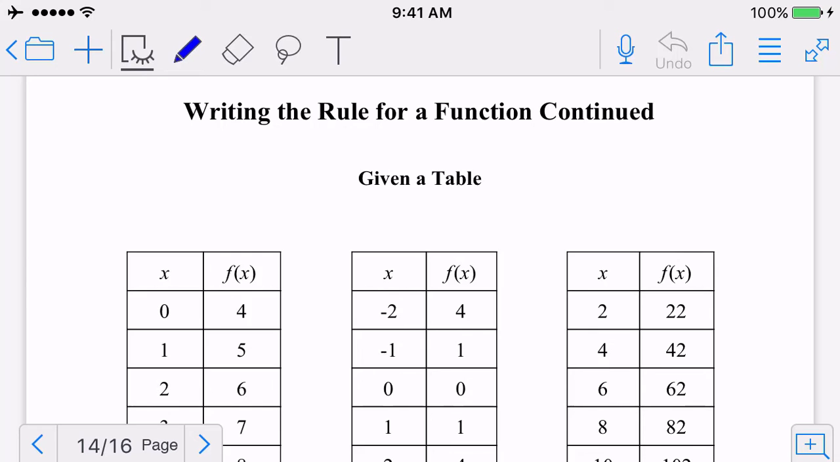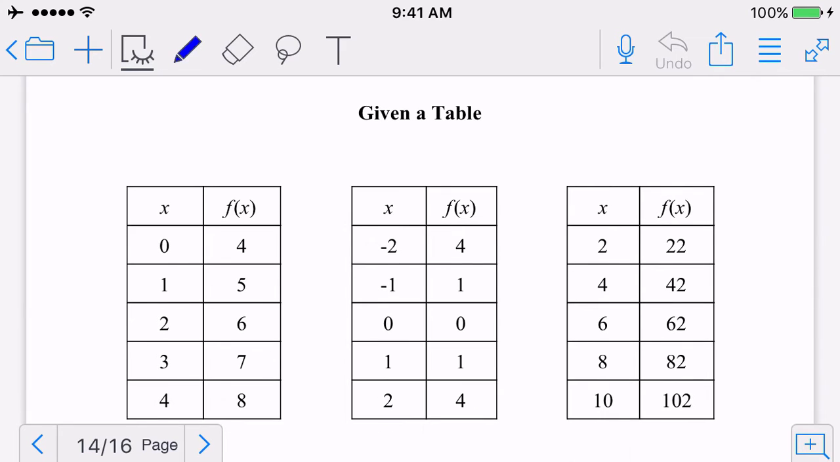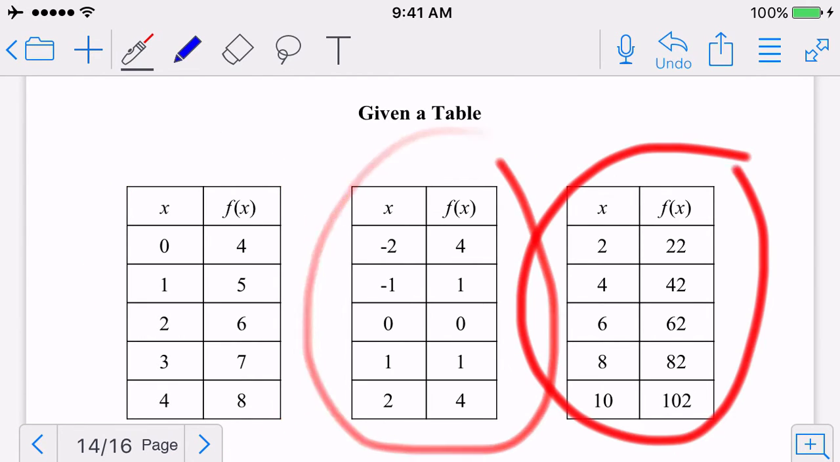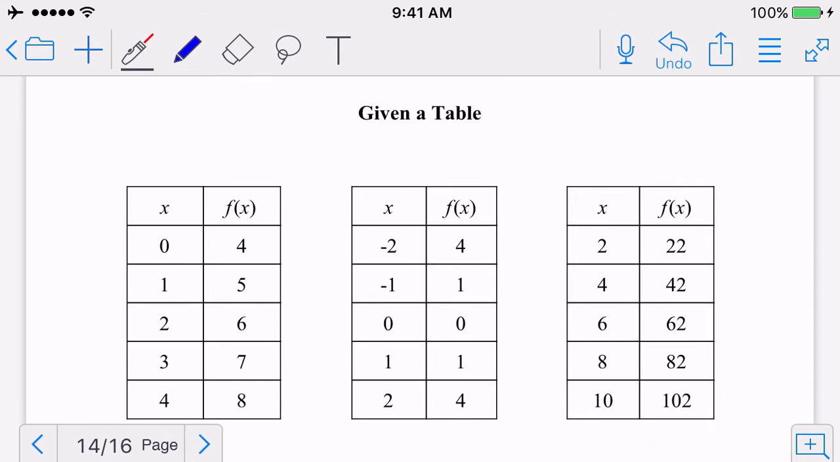Going to write the rule of a function given a table. So before we had to fill in the tables after being given the rule, this time we're going to go in reverse. This one's a little bit trickier, but we're still going to figure it out. So here we have 3 different examples of functions, okay? 1, 2, and 3. We're going to do it for each one of those.